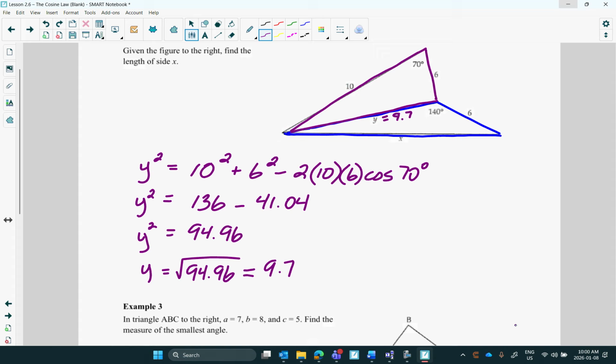So now I can use cosine law again to find x squared. So x squared is going to be 9.7 squared plus 6 squared, minus 2 times 9.7 times 6 times the cos of 140.